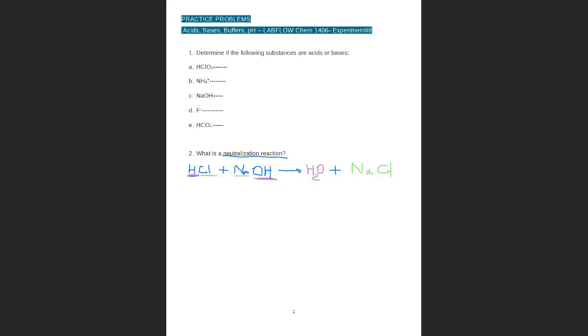And that's basically it. Not more about neutralization. And let's see what else. Do we have another question here? Okay. What is it saying here? What is the setup of the titration? We saw that.